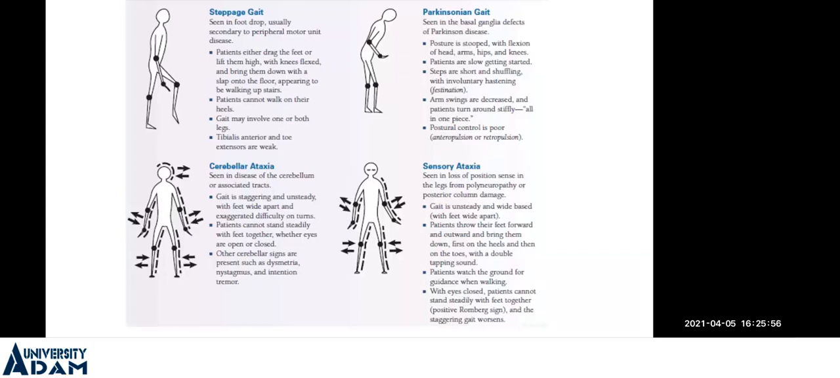The next one is sensory ataxia. It is seen in loss of position sense in the legs from polyneuropathy or posterior column damage. Gait is unsteady and wide based with feet wide apart. Patients throw their feet forward and outward and bring them down, first on the heels and then on the toes, with a double tapping sound. Patients watch the ground for guidance when walking. With eyes closed, the patient cannot stand steadily with feet together, and the staggering gait worsens.